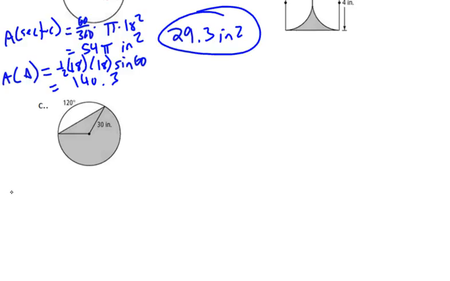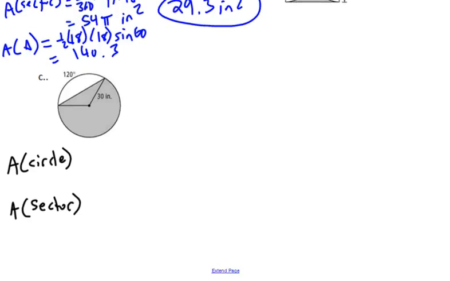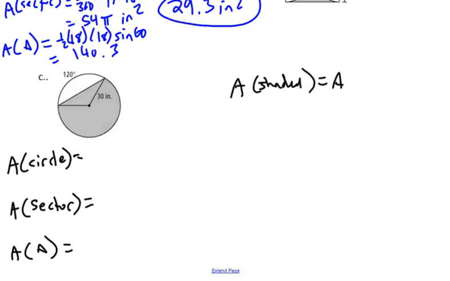So I'm going to do three things then. I'm going to find the area of a circle. I'm going to find the area of the sector. And then I'm going to find the area of the triangle. All just to find the area of the shaded region. Because the area of the shaded, I think, will be the area of the circle minus the area of the segment.